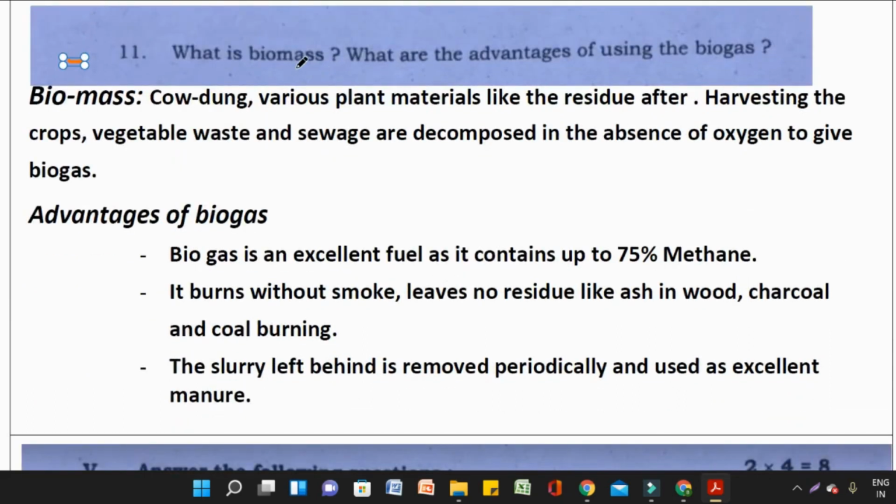11th question. What is biomass? What are the advantages of using biogas? Biomass: cow dung, various plant materials like residue after harvesting crops, vegetable waste and sewage are decomposed in the absence of oxygen to give biogas. Advantages of biogas: Biogas is an excellent fuel as it contains up to 75% of methane. It burns without smoke, and leaves no residue like ash in wood, charcoal, and coal burning. The slurry left behind is removed periodically and used as excellent manure.